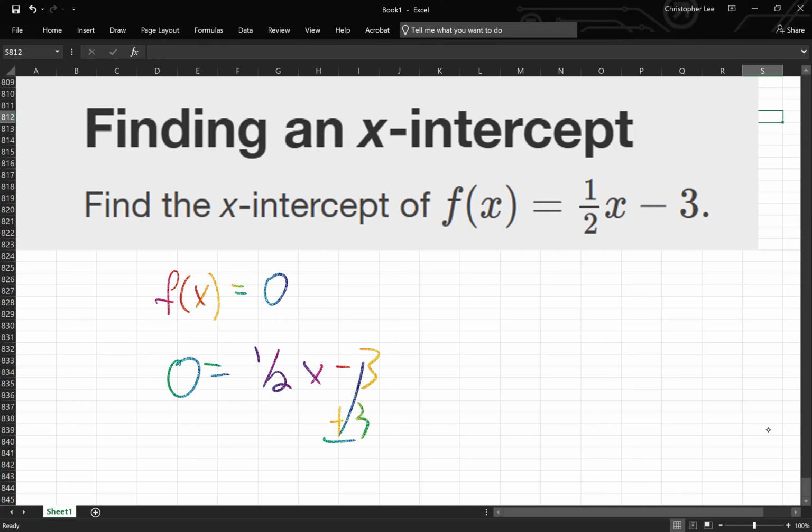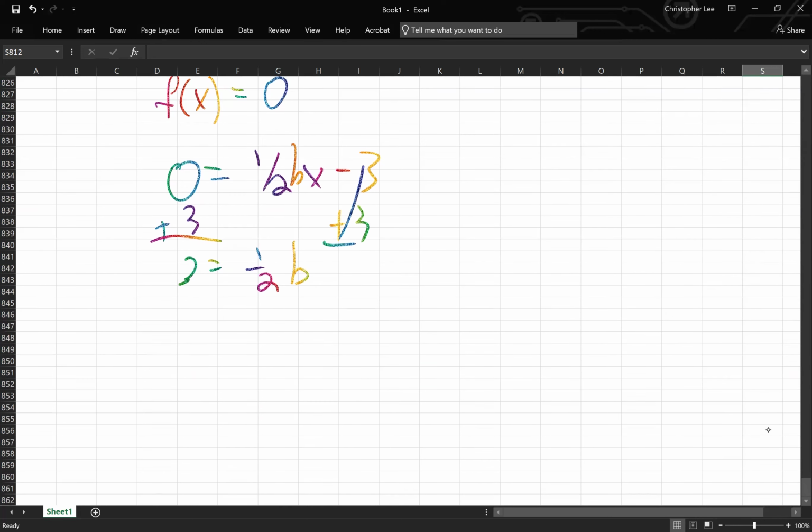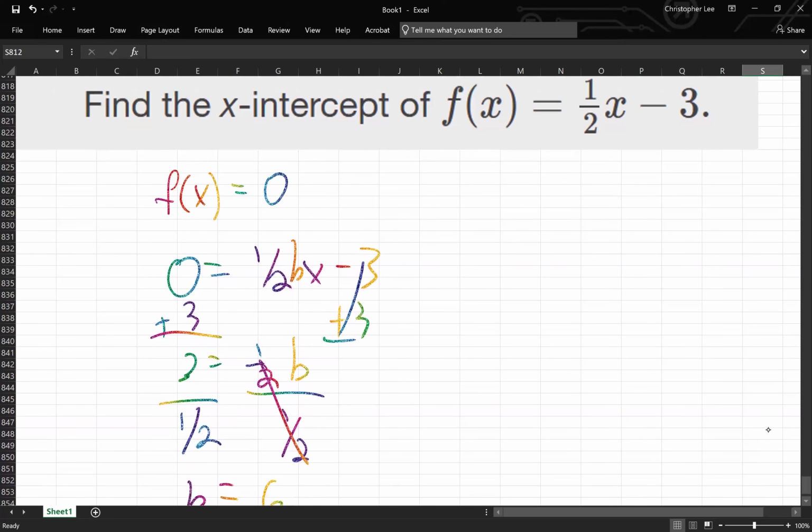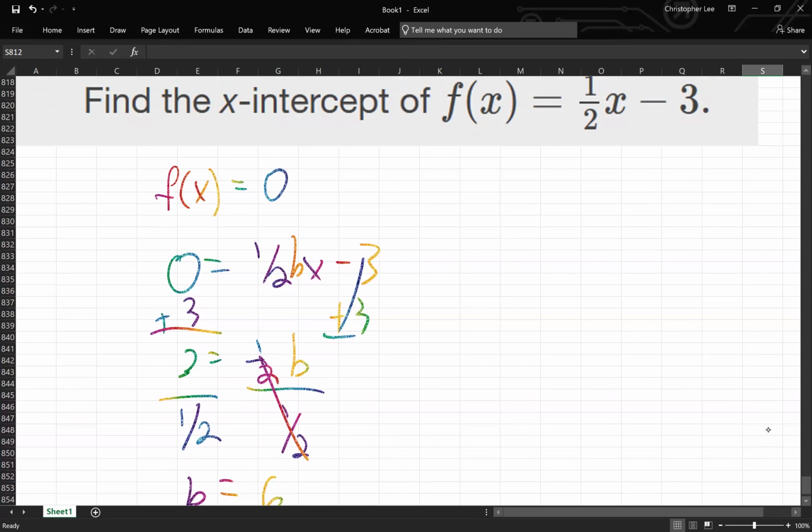Add 3, add 3. All right, divide by 1/2. So x is equal to 6, right? And then that would be my x-intercept, this would be 6 comma 0. Questions on this?